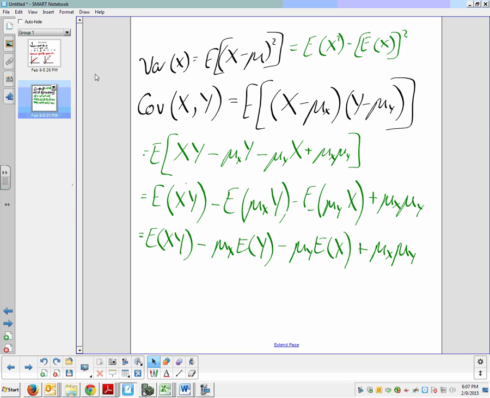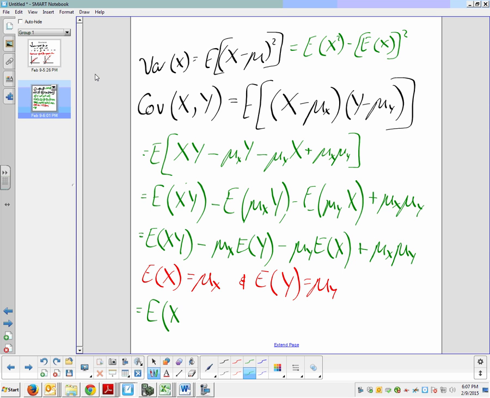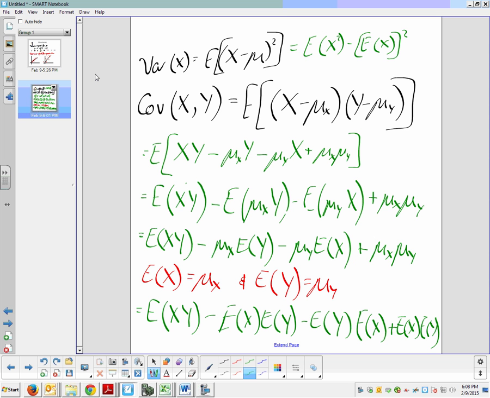However, since the expectation of x is equal to mu x, and similarly the expectation of y is equal to mu y, you can probably see what's going to happen here. A lot of this is going to cancel. And we get that the covariance is equal to the expectation of xy minus the expectation of x times the expectation of y minus the expectation of y times the expectation of x plus the expectation of x times the expectation of y. Just using those two single relationships. And obviously the terms cancel, and there's our definition of covariance: expectation of xy minus the expectation of x times the expectation of y.